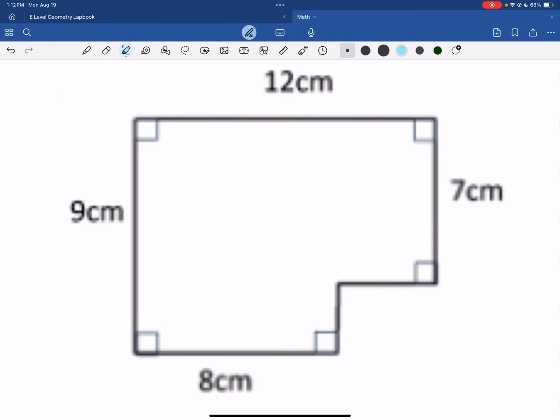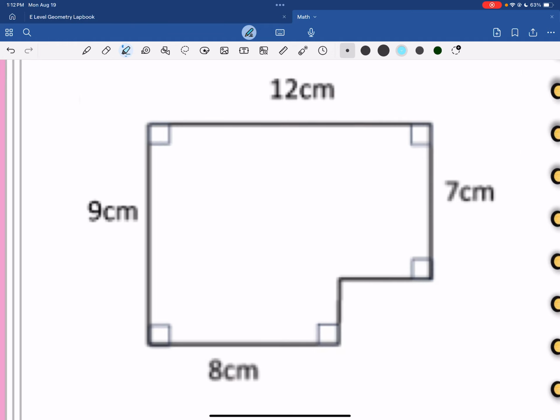This could be, if it weren't in centimeters, it could be a swimming pool. But centimeters are very small, so maybe this is a sticker. It could be an emblem on a shirt. It's a small patch of some sort, maybe.